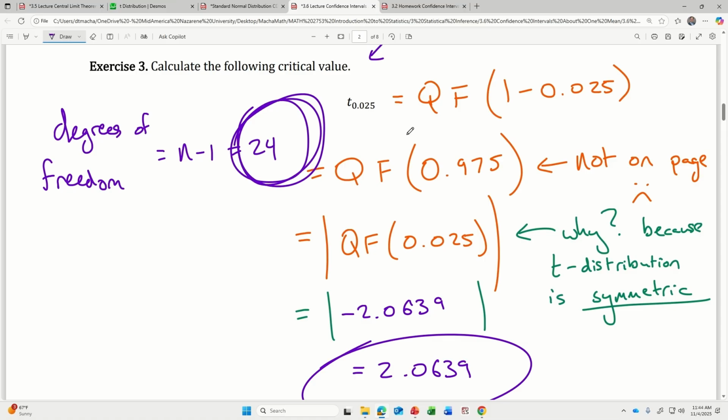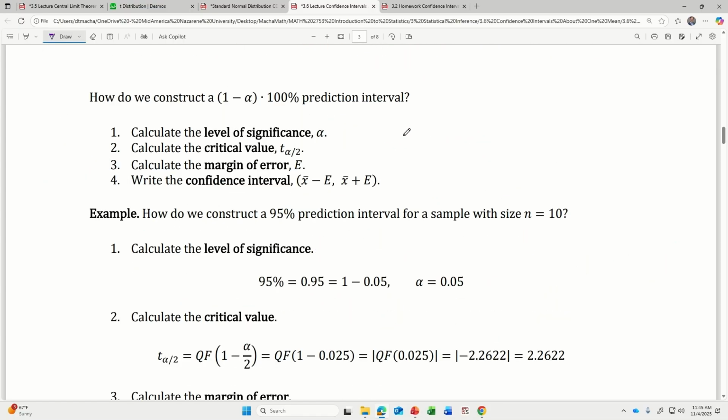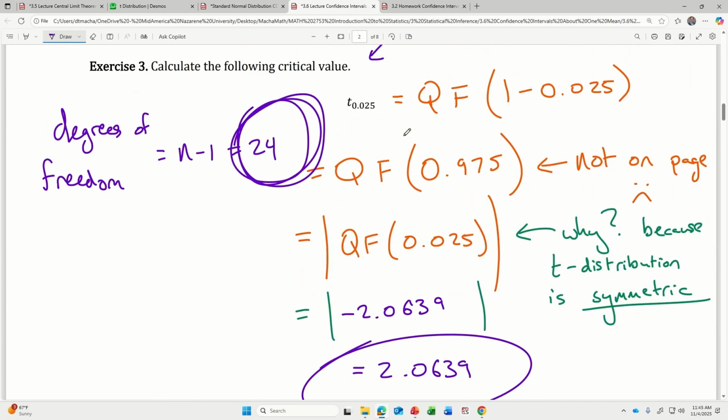Do we have to do the 1 minus? No? So we just look up the number? We don't have to do the 1 minus? Yeah, that's the idea. Because of this symmetry, the quantile function of 1 minus 0.025 is the same thing as the absolute value of the quantile function of 0.025. That happens because of symmetry. And the t-distribution is symmetric, so that will always happen. So that's what you do.